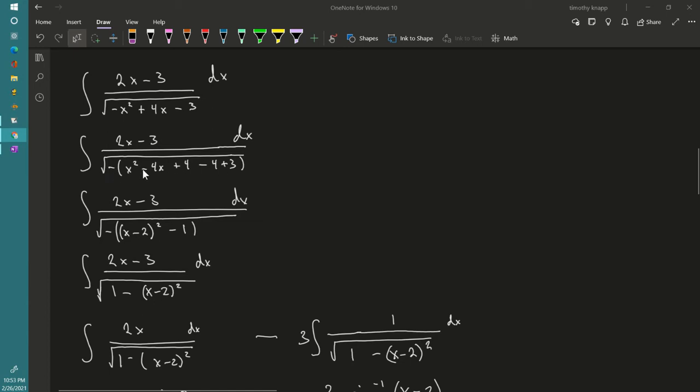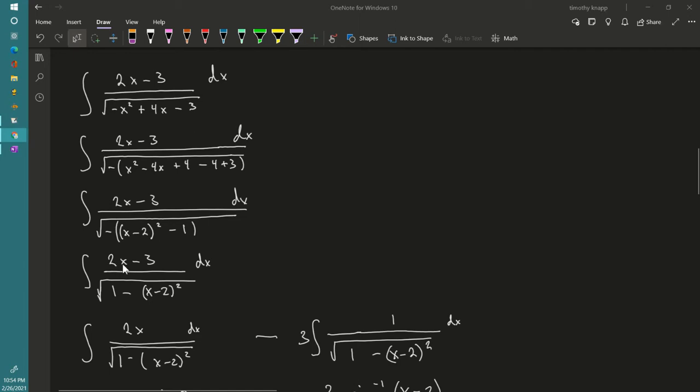Completing this square, x squared minus 4x plus 4 gives me this, okay? And then the negative 4 plus 3 gives me the negative 1, okay? I've got my negative still out front. Now I factor my negative back in, and I get x minus 2 squared over here because it's negative, so I push it over to this side, and then my negative gets factored back in here to give me my positive 1. Okay. Now my numerator just stayed the same.